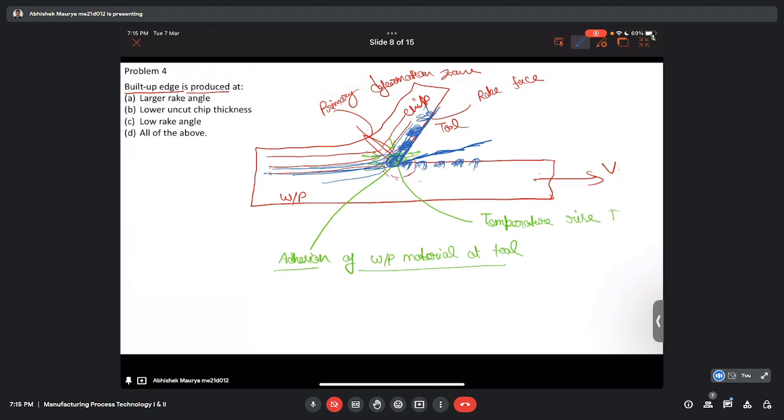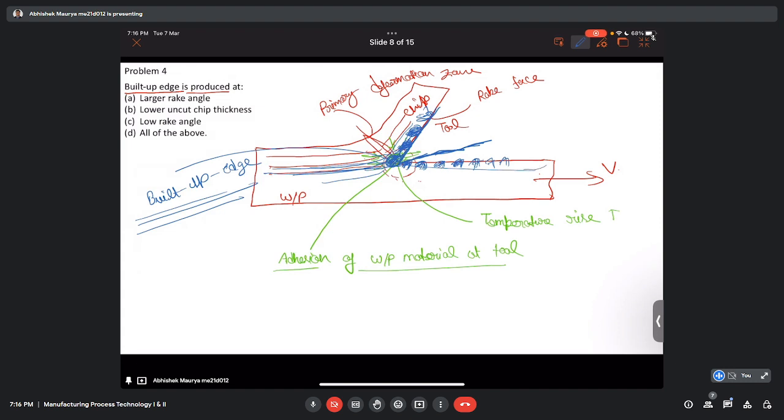So this small chunk of material which has formed here due to the adhesion process is called the built up edge. This is not desirable at all. So why is it not desirable? First thing, when the built up edge breaks, some portion of it comes onto the finished surface of the workpiece, and this deteriorates the surface finish of the workpiece.